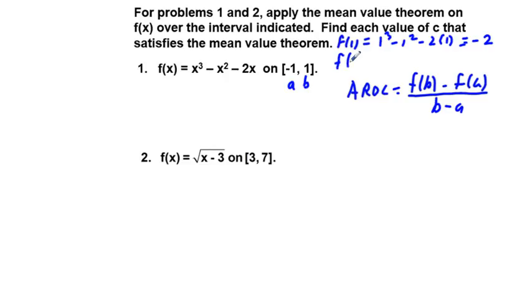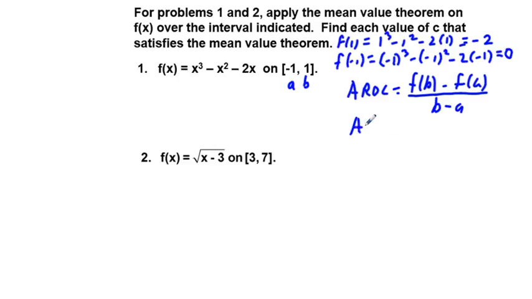F of -1, which is f of a, is going to be -1 cubed minus -1 squared minus 2 times -1. And -1 cubed is going to be -1, minus 1, since -1 squared is 1. So we have -1 minus 1, and then minus 2 times -1. That's going to be -2 times -1 is plus 2. So f of a is going to be 0.